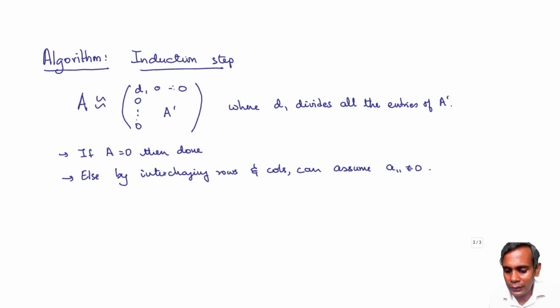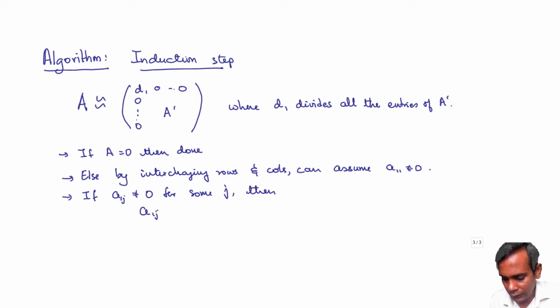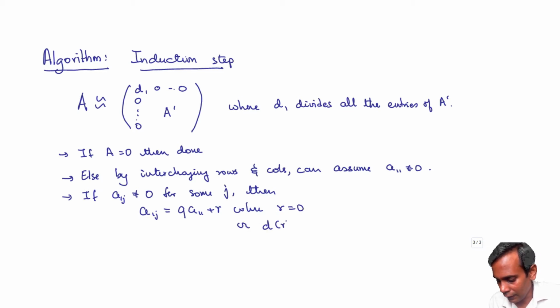Now what I want to do is try to clear off the remaining entries of the first column. Now, if A1j is not equal to 0 for some j, then one of two things can happen. Either A1j equals QA11 plus R, where R is equal to 0, or the other thing that can happen is dR is less than dA11.